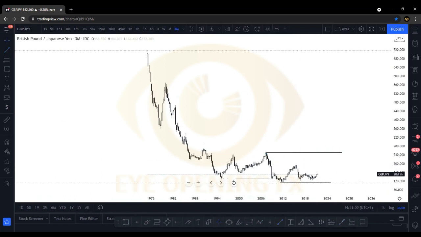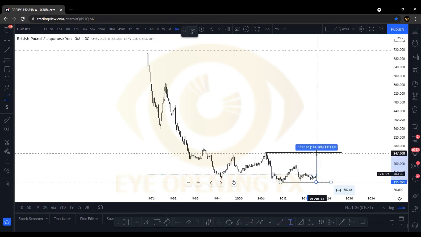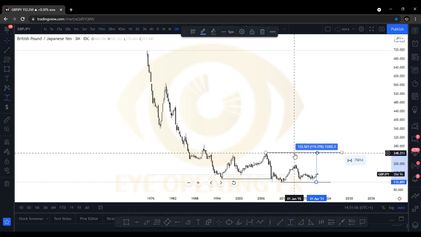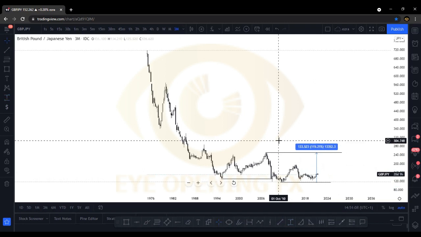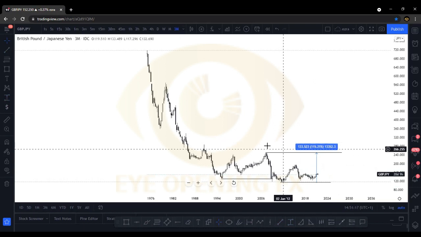This is what we call structure range. From this low to this high is what we call structure range. So that is the full definition of structure range. It's not range structure. Range structure is different from structure range. So that is that.